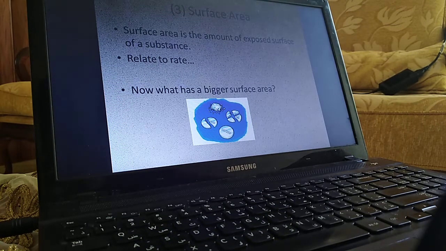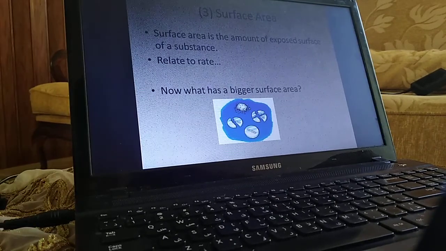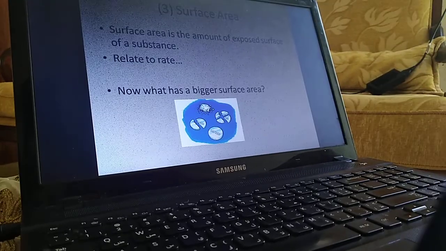The third factor is surface area. Surface area is actually the area of all surfaces of the object. So for example, if we're talking about a cube, the surface area is the surface or the area of 6 surfaces of a cube. Now, when we talk about the surface area, let's talk about this tablet of medicine.